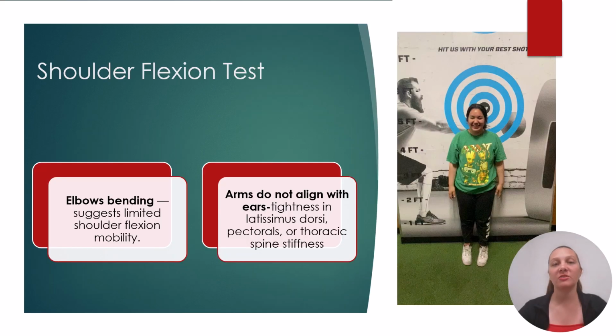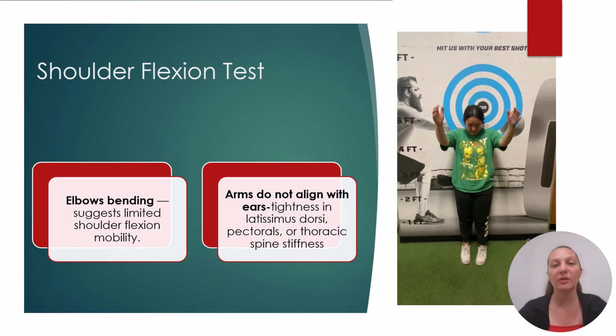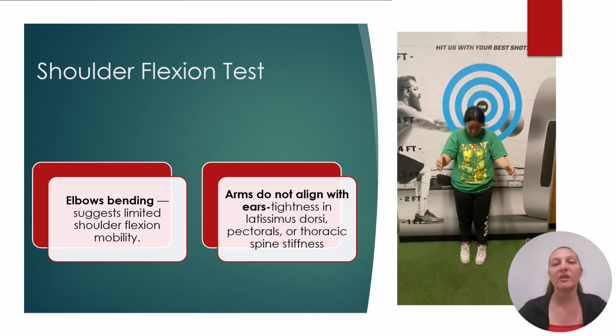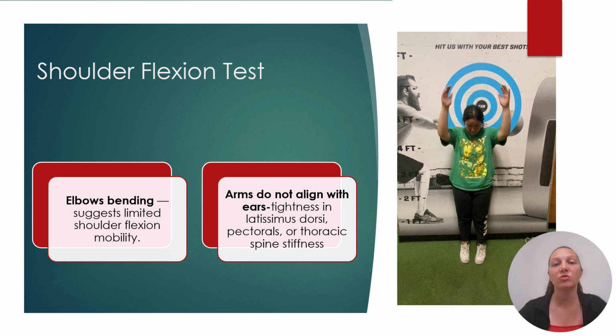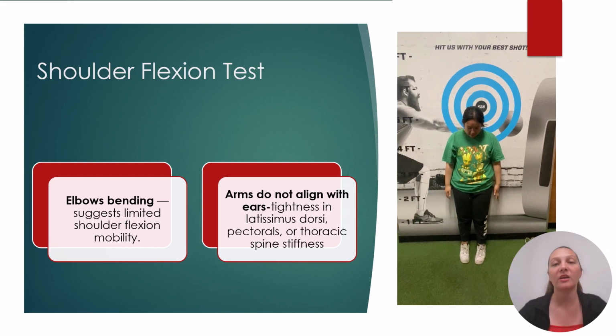Here we're looking at the shoulder flexion test, which is assessing the mobility of the glenohumeral joint and flexibility of the associated muscles, such as the latissimus dorsi, the pec major, and the teres major, as well as the thoracic spine. During this test, the client is raising both of their hands overhead while keeping the spine in neutral, and elbows are going to be extended.